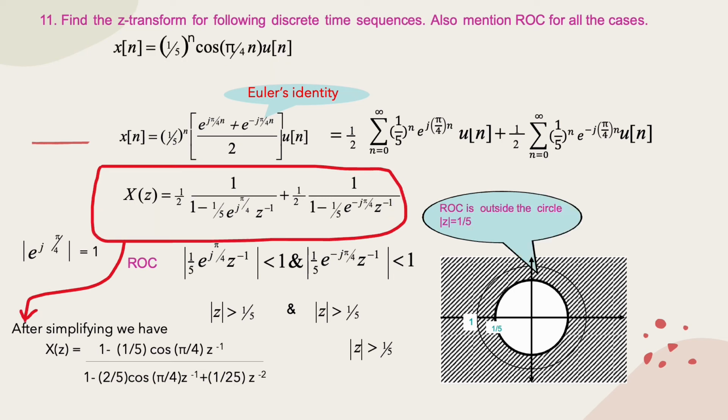So the next problem is similarly for cos pi by 4 n. By using Euler's identity, you will get this one. As we did in the previous problem, the same concept we have to apply here. You write down the z transform formula, substitute it, split the summation, and you will get it like this. Then you apply the infinite series formula. From this you calculate the ROC. If you simplify this, you will get the final answer as this one.